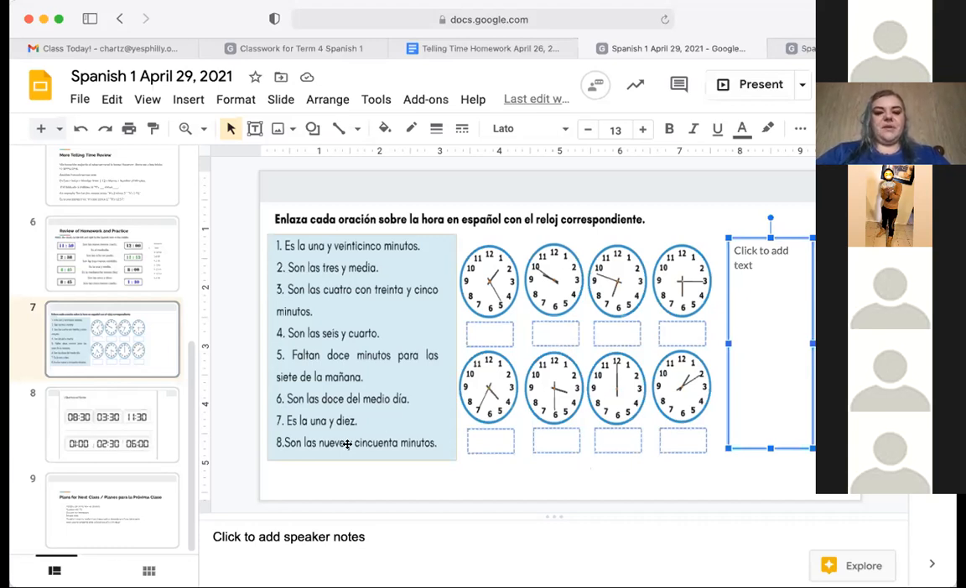Right here. Yep. So for number seven, we have Es la una y diez. Does anybody want to tell me what that one means? That's 1:10. Yep, so the fourth one, second row. Yep, right here. So for the last one here, we have son las nueve y 50 minutos. You want to tell me what that means? That's 9:50. Yep, it's 9 o'clock and 50 minutes. So, second one, first row. Yep, that one. Okay. Does anybody have any questions on that, or are we okay with that? We just didn't go over number five.